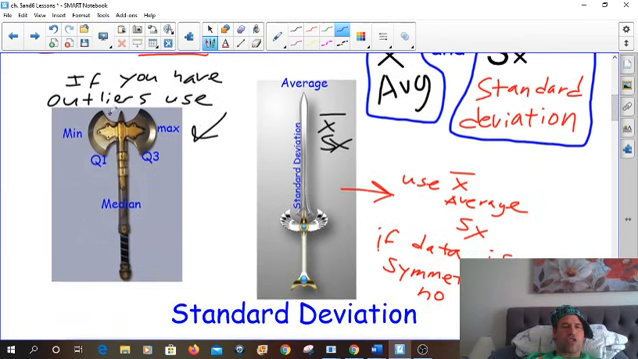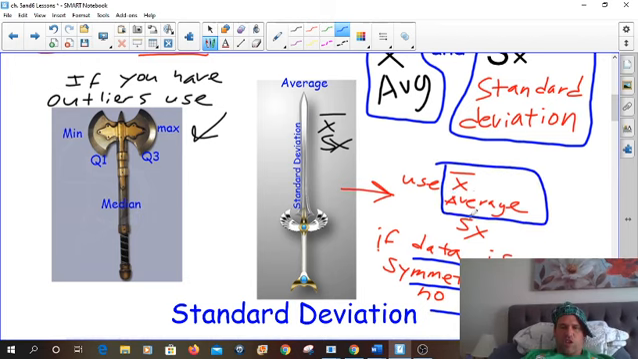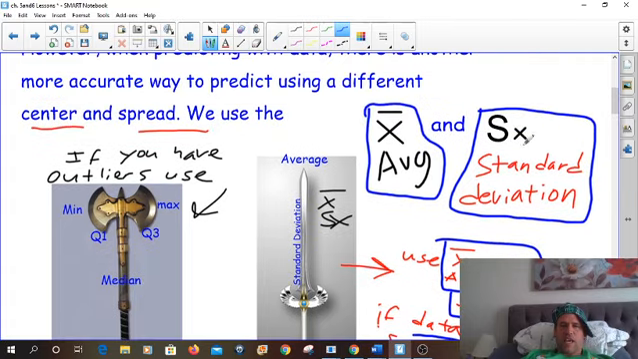So if you have outliers, you definitely want to use the battle axe. Swing that battle axe, it hits everything in its way. If you have outliers, the median doesn't get affected by outliers, so use the median as well as the min, max, Q1, Q3. Now, if you're going for a nice, sharper prediction, boom, with the sword, stab. So you definitely want to use the average and standard deviation. That's if the data is symmetric and there's no outliers. Then you use the average, x bar, and the standard deviation, also known as capital S, lowercase x.